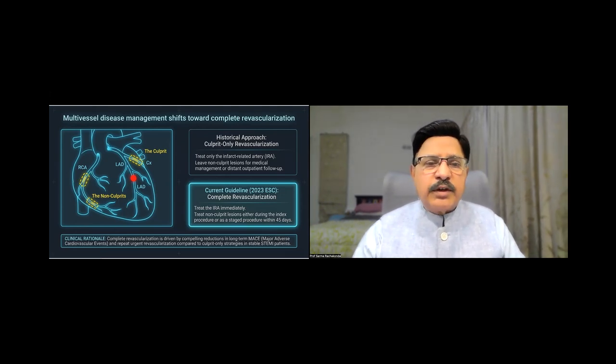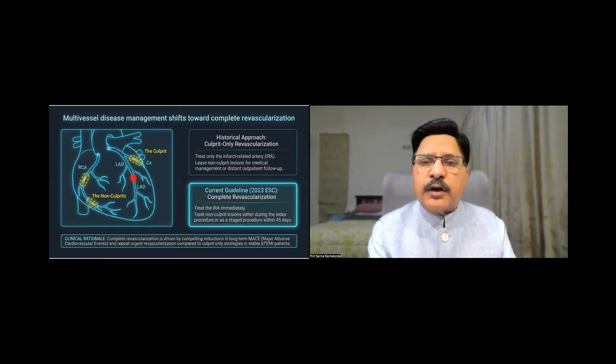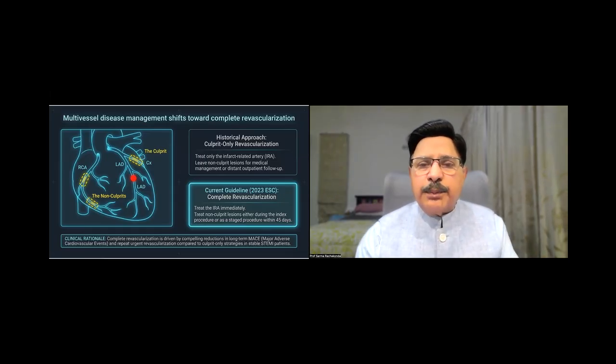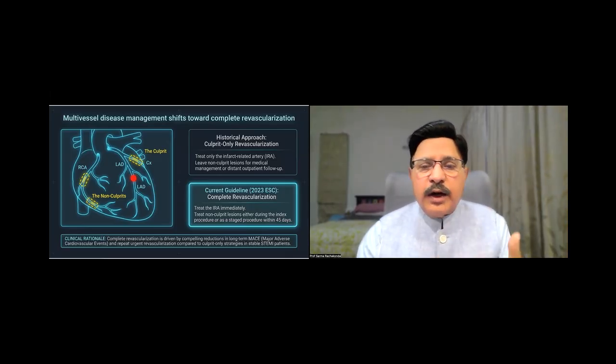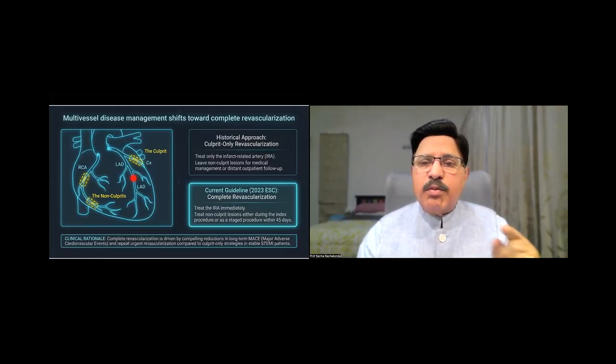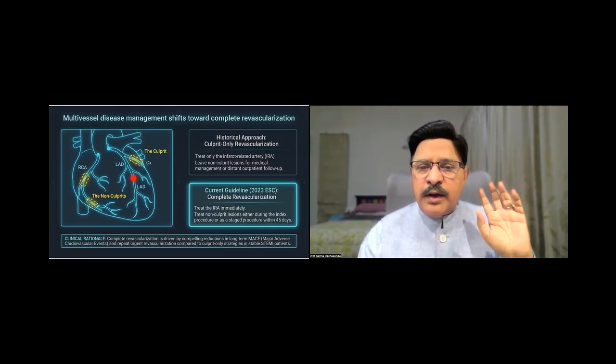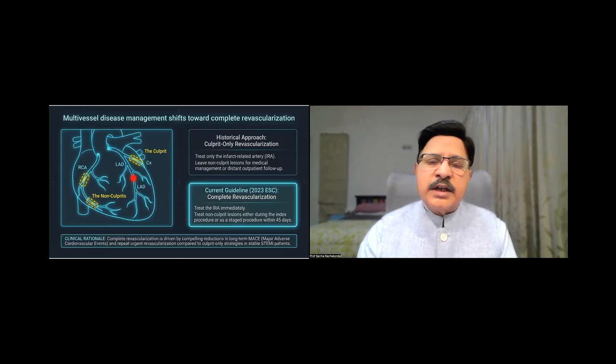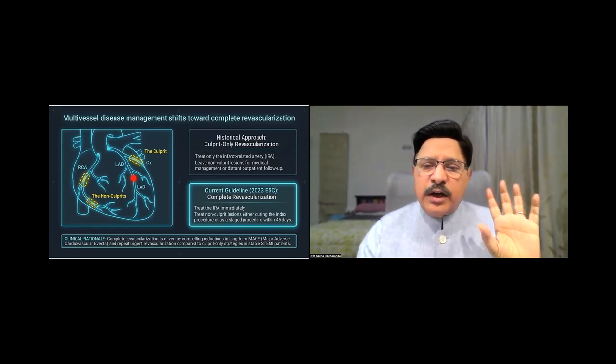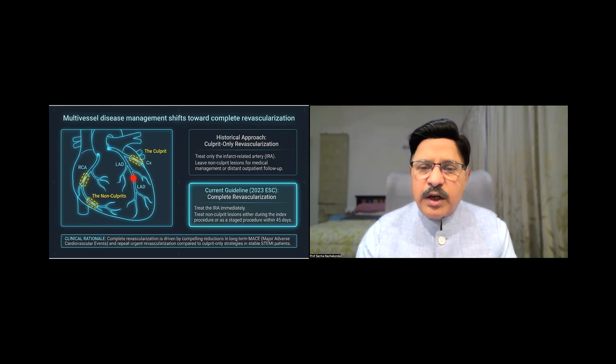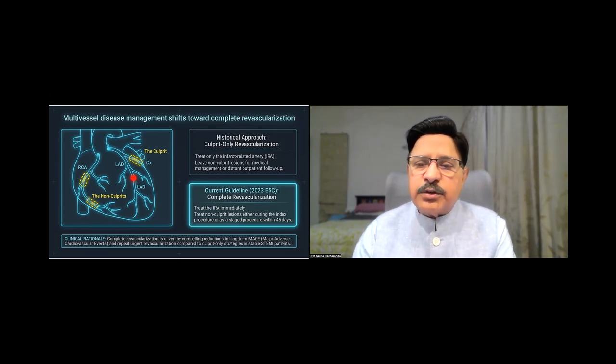Historical approach, previously what we were teaching: treat only the infarct-related artery, IRA, the culprit vessel, and leave the non-culprit lesions for medical management and follow-up. This was the original teaching. Now guidelines have revised. You cannot leave him on medical management and treat only the IRA. IRA is infarct-related artery. Current guidelines emphasize treating the IRA on the spot and treating the non-culprit lesions either at the same sitting during the index procedure or, if he is hemodynamically unstable, as a staged procedure within 45 days.